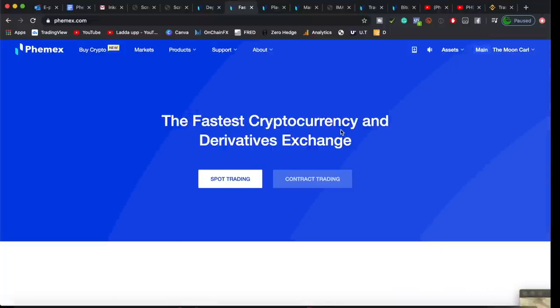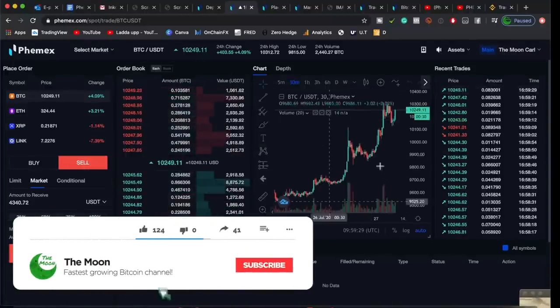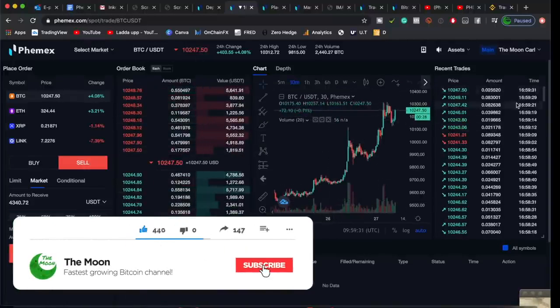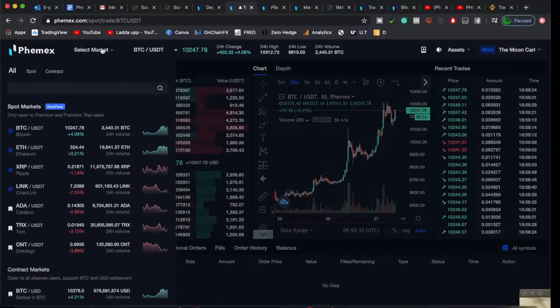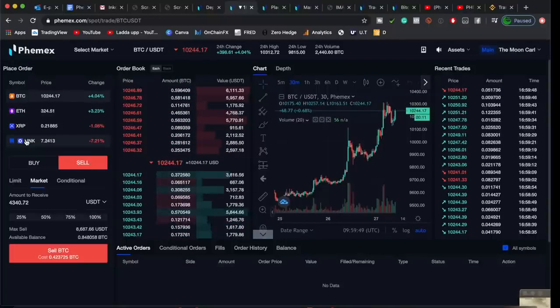All right, let's get right into it. Let me now show you how to do spot trading on Phemex. This is the trading view. You have the chart here, you have the order book, recent trades over there. And if you go up here, you can select different markets. Now we're going to take a look at the spot markets, and we're going to trade with 0 fees because we are using the premium membership. Now, here you have the different markets. You have Bitcoin, Ethereum, XRP, and Chainlink.